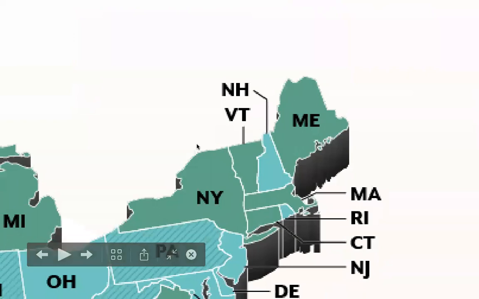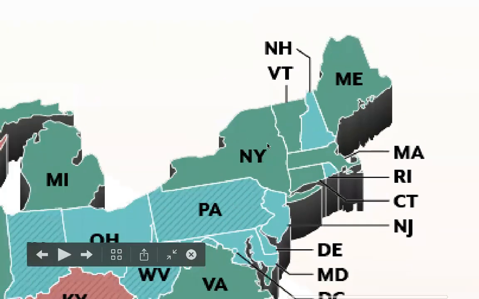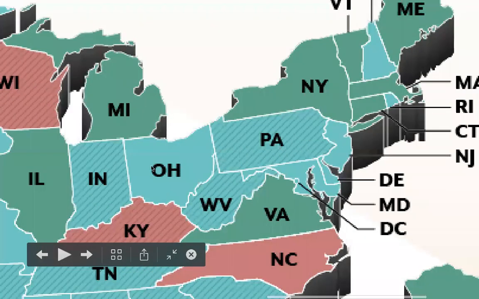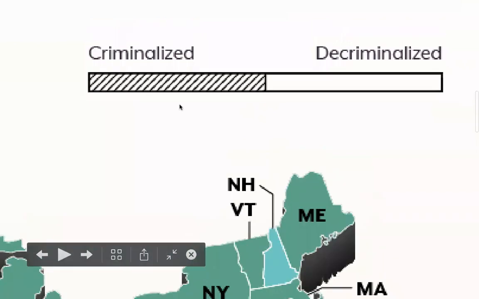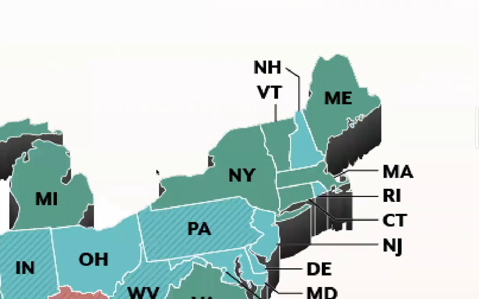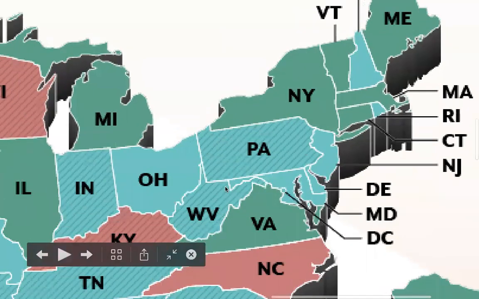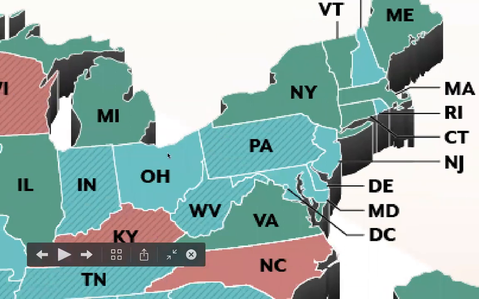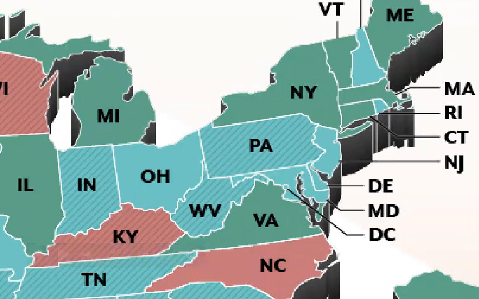So all of these states, like say New York, notice it has no hash marks. Or take these two states right here, Ohio, no diagonal hash mark, but next door in Indiana, West Virginia, and Pennsylvania, they do have a hash mark. What that means is you could be charged with, depending on how much, a misdemeanor or felony in those states that have these diagonal lines, whereas in Ohio, it's decriminalized. You might just have, say, a fine, depending on how much.